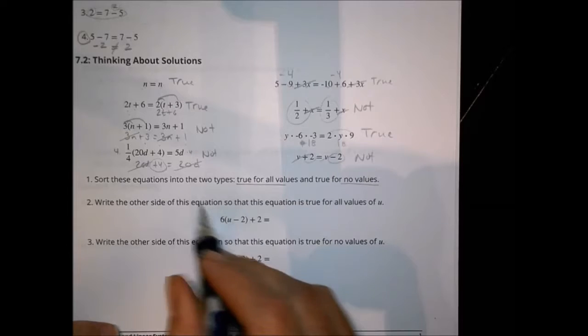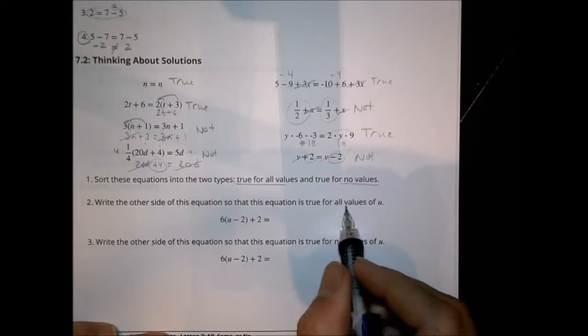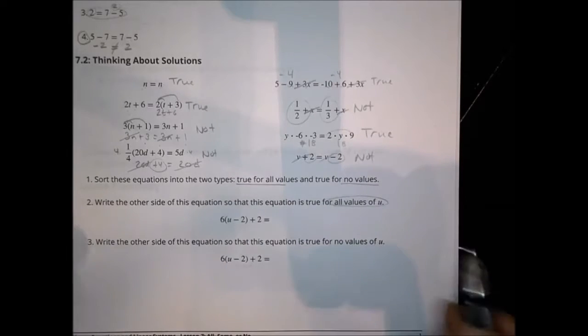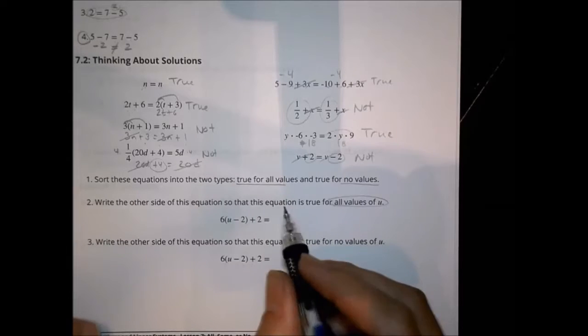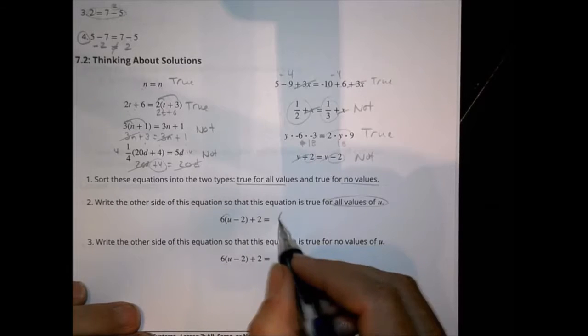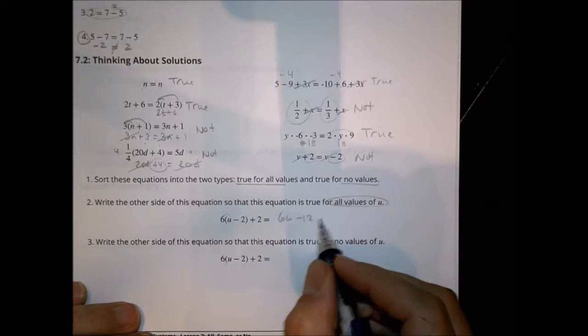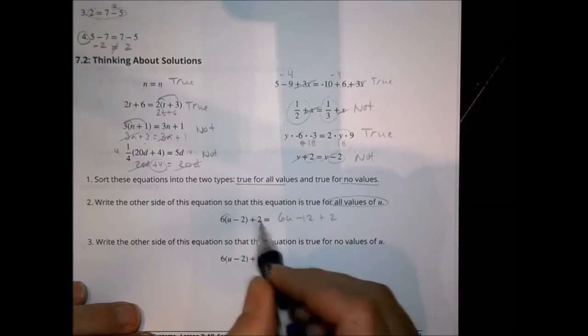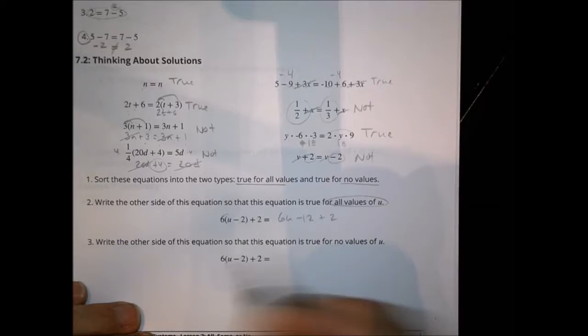So on this one, it says write the other side of the equation so the equation is true for all values of u. We want to write something that would be basically the same. So we could write something like, and there are different options here, I could distribute and say 6u minus 12 plus 2, and distribute that out and rewrite it there. That's going to be true for all values of u.